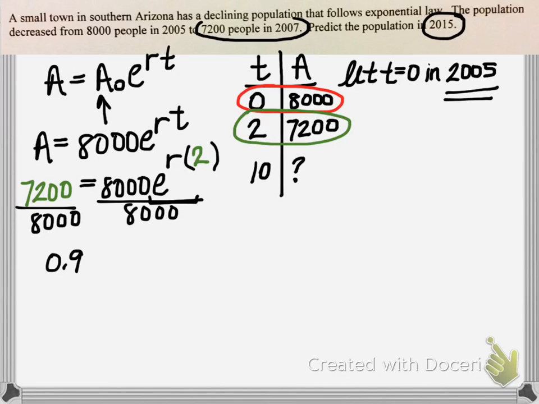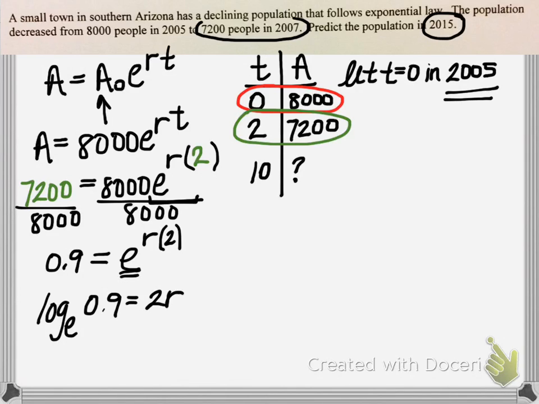If this had been a rounded decimal, we would be in trouble. So that's when you would want to store it. But in this case, it's an exact decimal of 0.9 or 9/10. So we have 0.9 is equal to e raised to the r times 2 power. And now we're going to rewrite this equation in logarithmic form, remembering that right now the base is e. So in log form, it'll be log base e of 0.9, so 0.9 becomes my argument, is equal to r times 2, which I'm just rewriting as 2r.